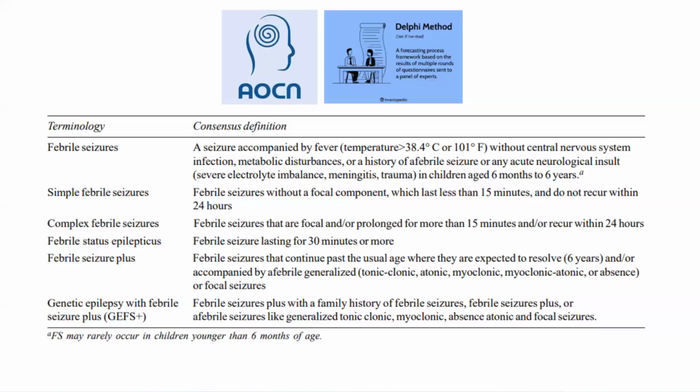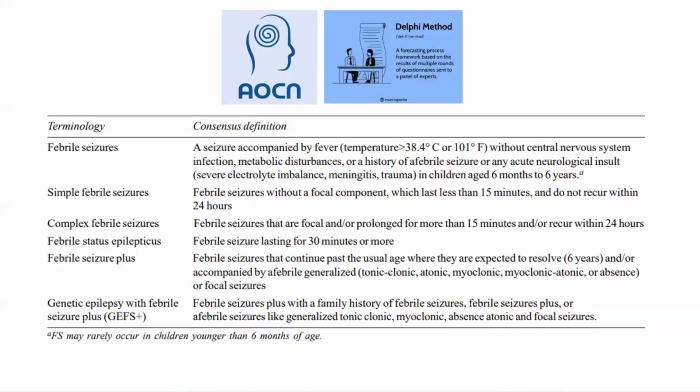Complex febrile seizure can be of three types. The complex febrile seizure or atypical febrile seizure can be focal onset, or prolonged more than 5 minutes, or multiple episodes, more than one episode within a 24-hour period. So that is atypical febrile seizure. Here the statement still says 30 minutes, but the operational definition for febrile seizures is 5 minutes. We'll also discuss febrile seizure plus and GEFS plus.